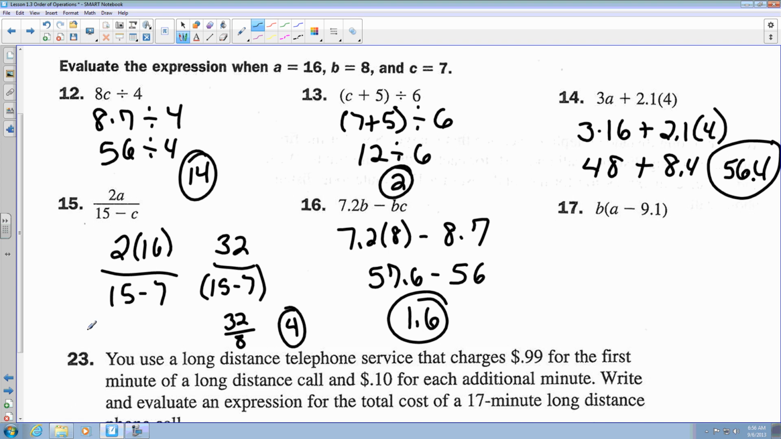Last problem on this set of examples. For b, I got 8. And I'm going to put in parentheses 16 minus 9.1. Taking care of the parentheses first. Now I got 8 times 6.9. Multiply those together, I get 55.2.